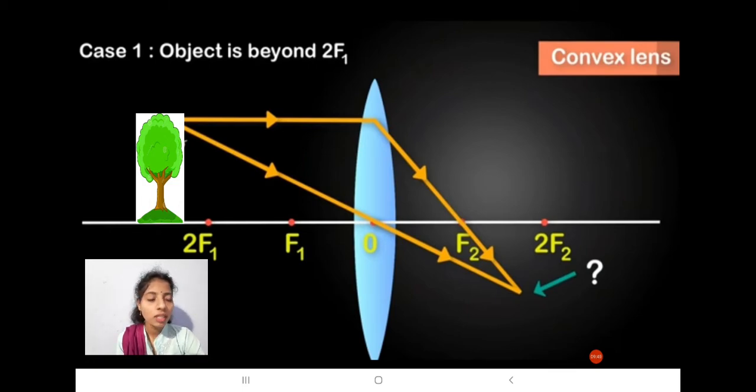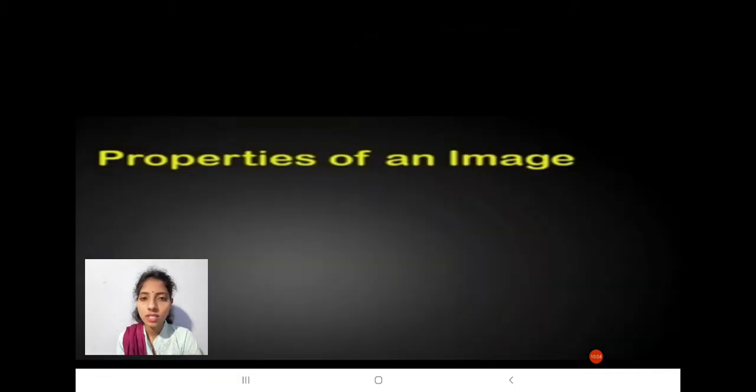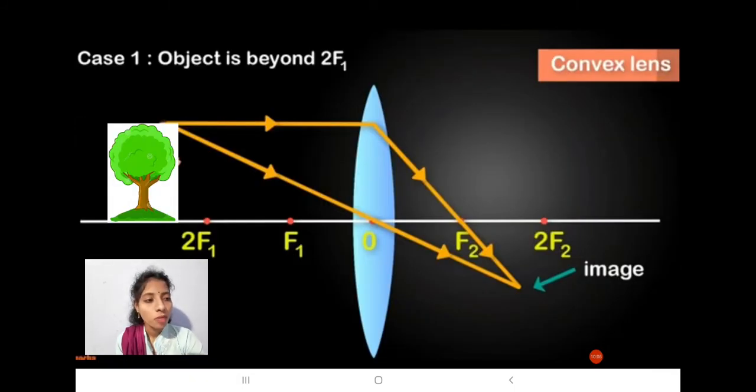So what is the intersection of these two light rays? Yes, the intersection of the light rays on the other side of the lens is the image. So we will observe the image at this intersection of these two light rays.